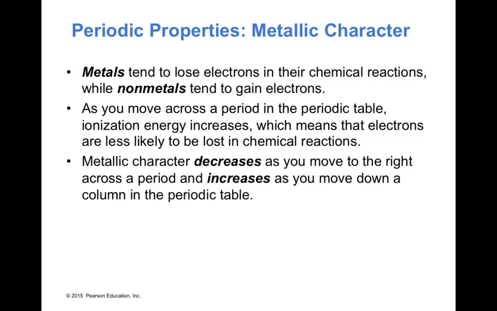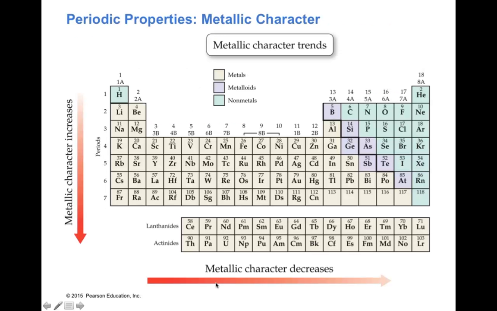So the metallic character will decrease when you go from left to right, and as we mentioned before, all the metals are on the left side of the periodic table and the nonmetals on the right side. That's why the metallic character decreases from left to right, and it increases as you move down a family, or a column, in the periodic table.